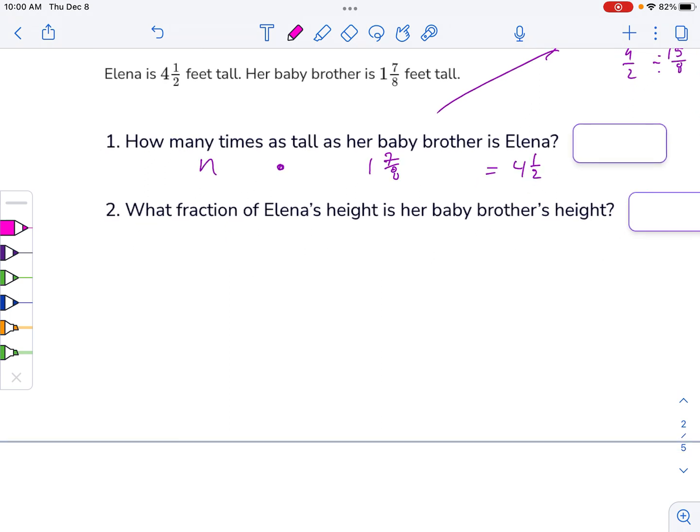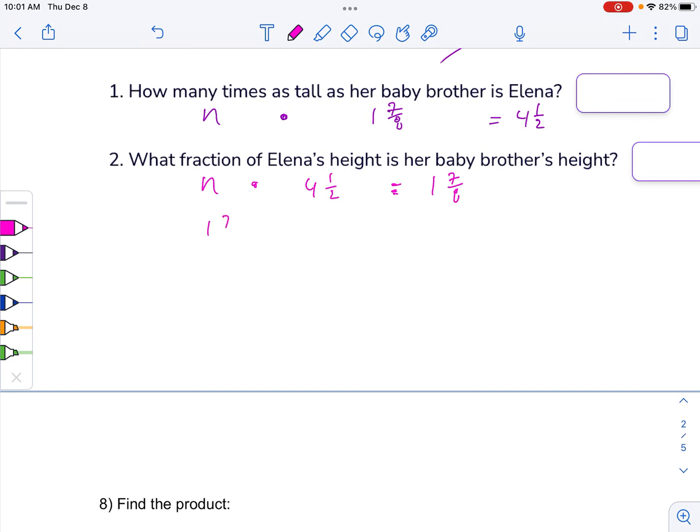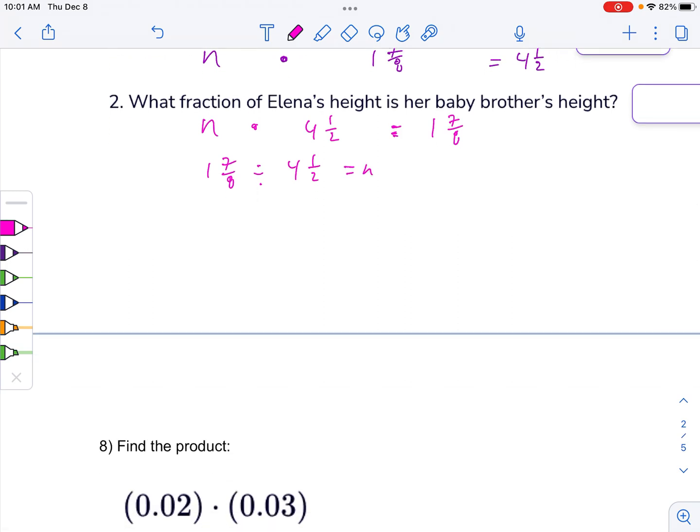Same thing. What fraction, I don't know what fraction, of Lena's height, we know her height, is, that's an equal sign, her baby brother's height, which is 1 7/8. Look at that beautiful multiplication problem. Let's turn it into a beautiful division problem. 1 7/8 divided by 4.5 equals n. Okay, 1 7/8, make it improper, which is 15/8. Divided by 4.5, make it improper, which is 9/2.